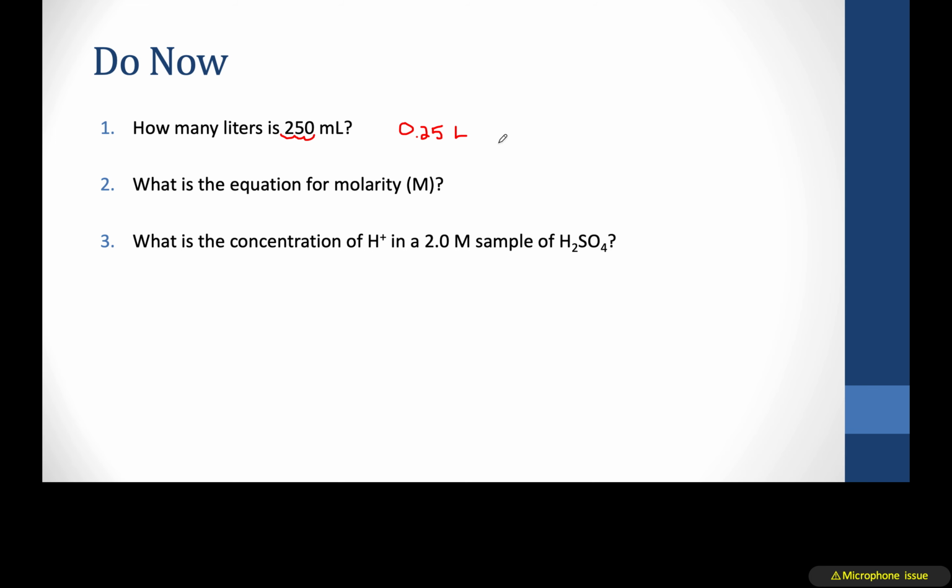So that's going to be key here, because sometimes you're going to want to convert. The question might give you milliliters and you're going to want to use liters. And you'll see why you're going to want to use liters in question number 2.